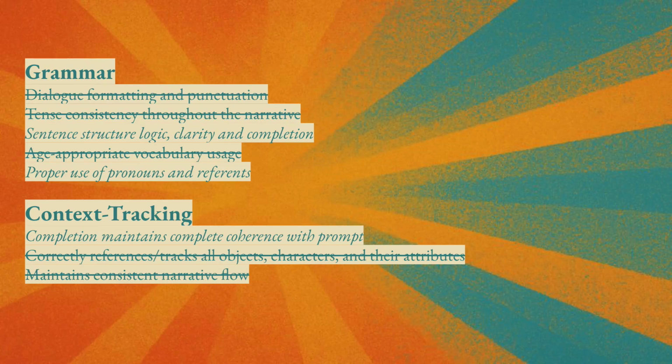So here is my final list of scoring categories and criteria. For grammar, I'm down to 2 criteria: sentence structure, logic, clarity, and completion, and proper use of pronouns and reference. The other 3 I'm going to remove because Haiku did not prove to me that it has a reliable record of scoring these correctly. And even when I did agree with the score, the explanation was off. And so I don't feel comfortable using Haiku to evaluate these.